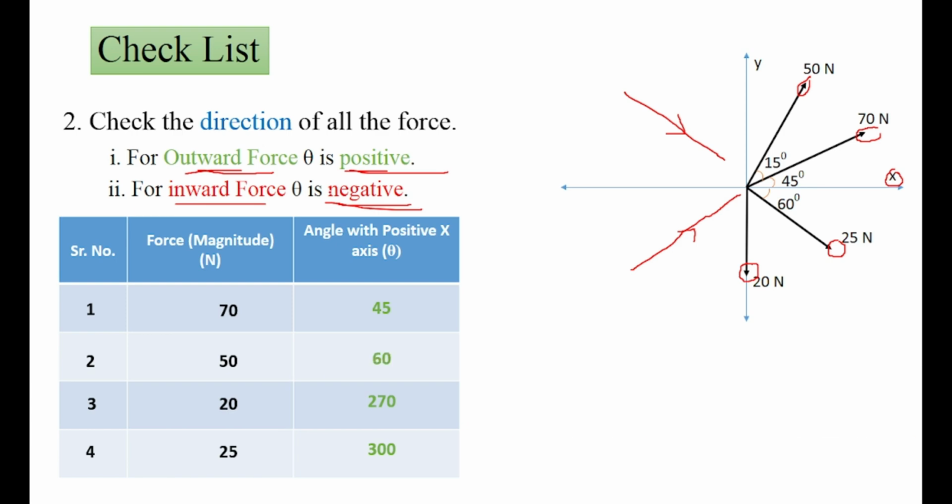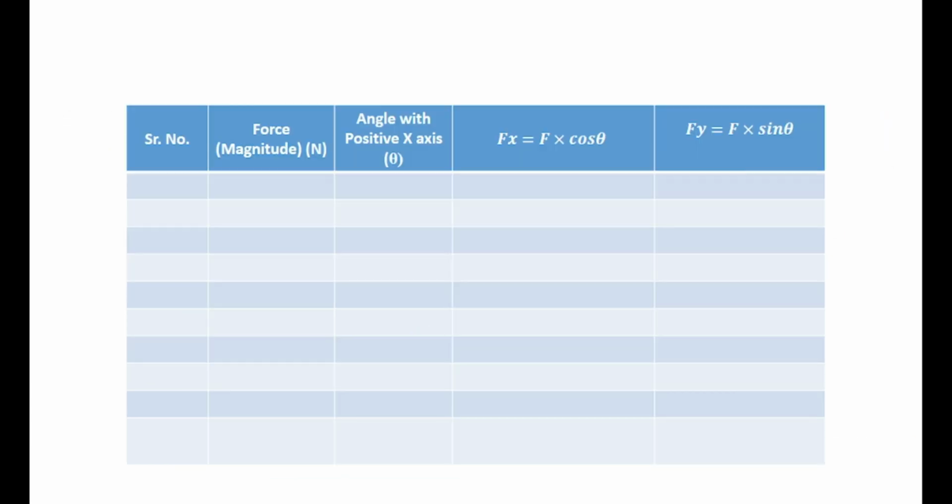If you are able to find this data, you will easily solve this numerical. At the end, we have got this. First column is serial number. Next column is force, magnitude in Newton. Next column is angle with the positive x-axis. We have already calculated these two values in the previous slide.